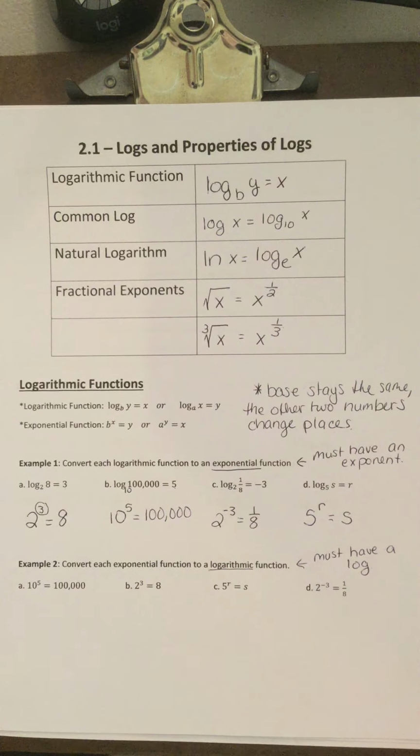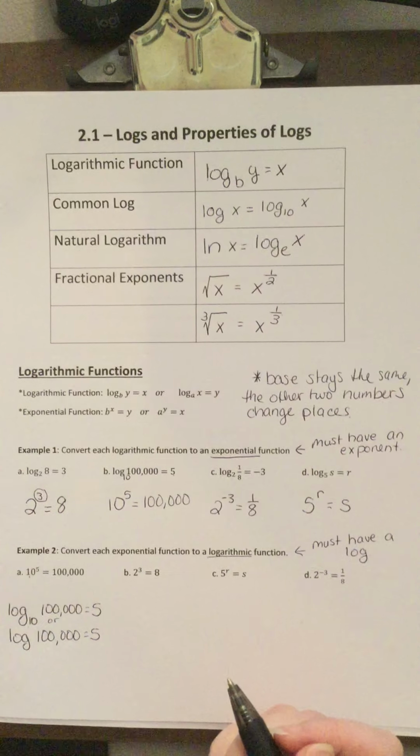All right, our base is 10, so you can write it there, and then the other two numbers change places. So 100,000 equals 5. Now, since that's base 10, it's a common log. So if you want, you can leave it as log base 10. That's fine. Or you can write it like this. Both of those answers are correct. It doesn't matter which way you do it.